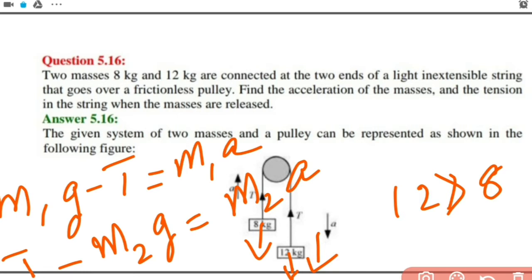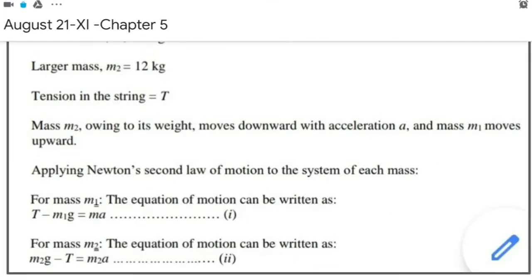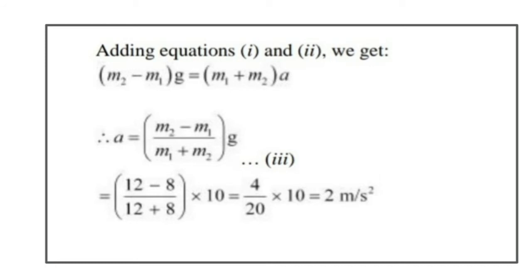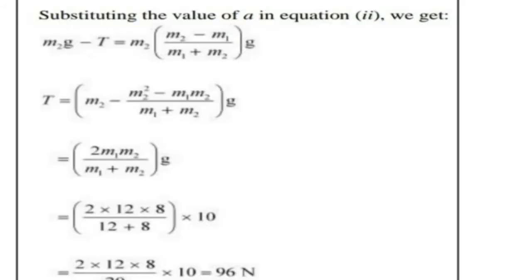Just adding the two equations, tension will get cancelled, and we will have the acceleration as (m1g minus m2g) by (m1 plus m2), or (m1 minus m2) into g divided by (m1 plus m2), which is the expression for acceleration. Substituting the values, taking g to be 10, we get the acceleration as 2 meter per second square. Then substituting this acceleration in any of the two equations, we'll get the tension to be 96 Newton.